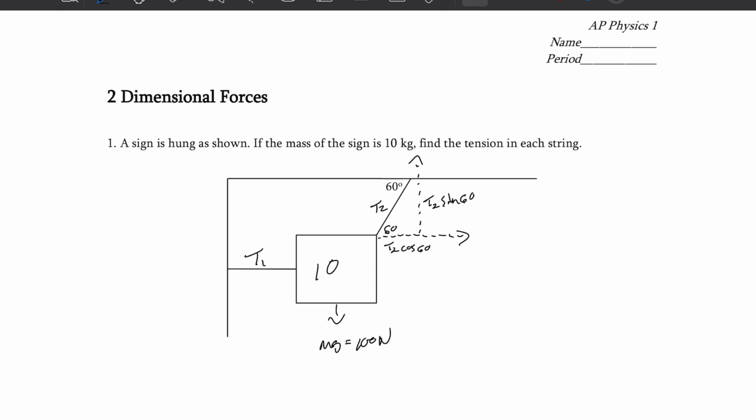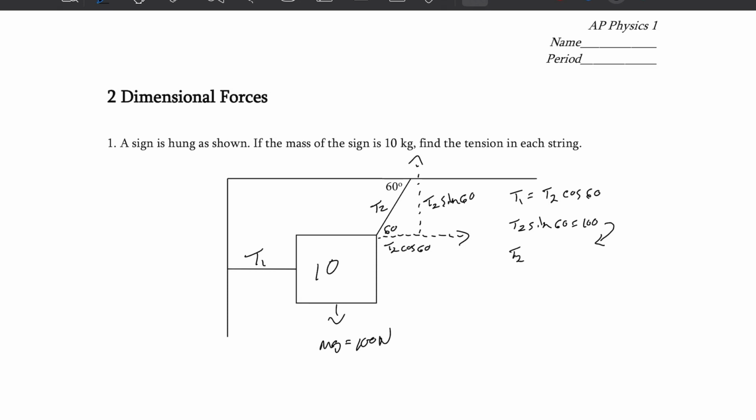I'm going to make my net force equation saying that the leftward force, there's only one, is equal to the rightward force, in this case also only one. Two variables require two equations, so I'm going to say my upward force, I only have one, T2 sine 60, is equal to the downward force, force of gravity, here labeled mg. There is no force normal because there is no surface this sign is sitting on.